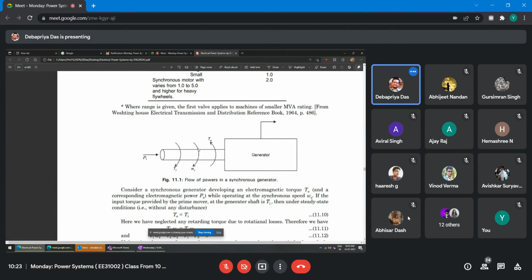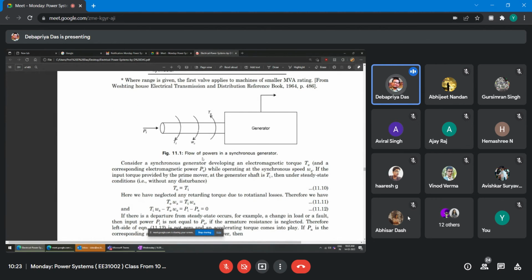Now the question is: suppose you consider a synchronous generator developing an electromagnetic torque T. I assume it is lossless, we are not considering the loss. So, lossless, T and the corresponding electromagnetic power is P. I told you it is a typographical error. P is missing here, it is PE, right?